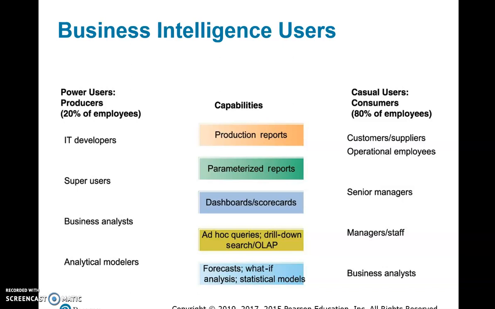Business intelligence users, 20% of them are employees, IT developers, super users, business analysts, analytical modelers. They are the ones who use business intelligence. So there are power users, and I said 20% of the employees are power users, and you have casual users, about 80% of the employees. So the power users are usually the IT developers and so on and so forth that we talked about, whereas the casual users are senior managers, business analysts, and so on and so forth.